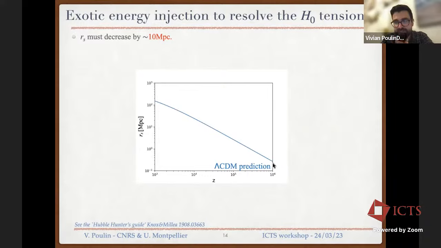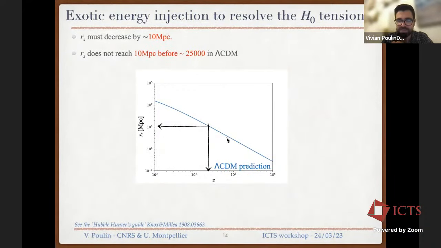So what this means is that it in fact reaches the value of 10 megaparsec, and I recall that you need to decrease the sound horizon by 10 megaparsec only after a redshift of 25,000. What that means is that whatever you would do to the universe at redshifts larger than 25,000, you could even make this integral go to 0. You will not reduce the sound horizon enough. You really have to do it below 25,000.